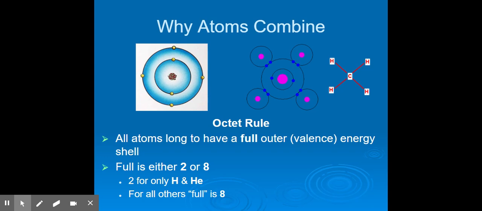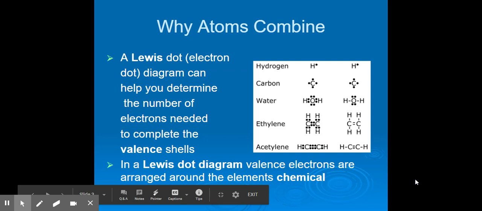The goal of every atom is to have a full outer shell. For the atoms at the top of the periodic table, that would be only 2 electrons in the outer shell. But for the ones towards the bottom of the periodic table, or actually after row 2 and beyond, that's going to be 8. So that's why it's called the octet rule, because most atoms are going to need 8 in order to be full.